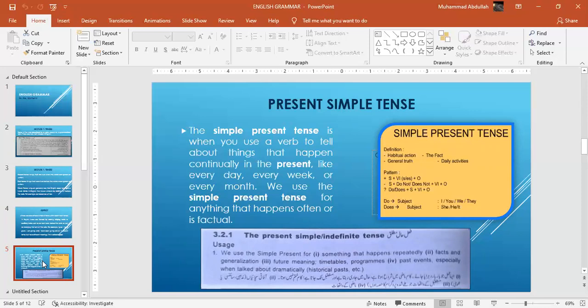Now let's have a look at this analysis of the present simple tense on the right side of the slide. The definition says that present simple tense contains habitual action, number 1, the fact, number 2, then the general truth, number 3, and daily activities, number 4. So all these different kinds of action are included, they are shown by simple present tense.